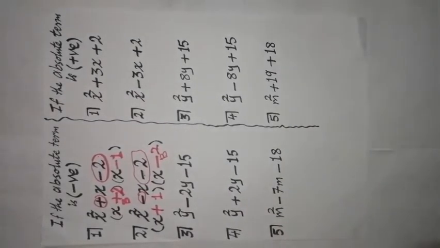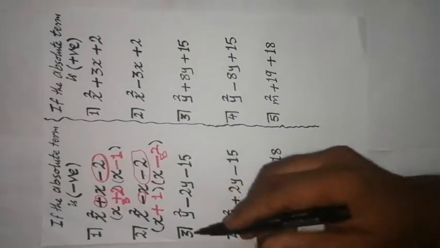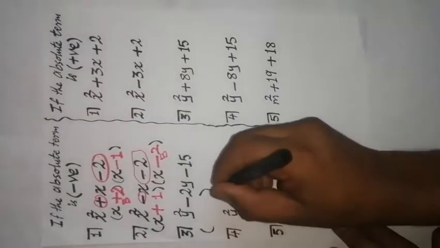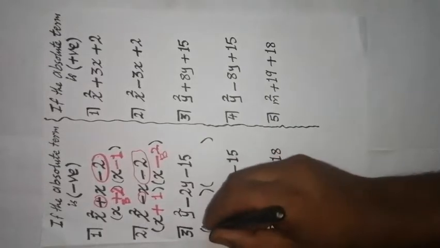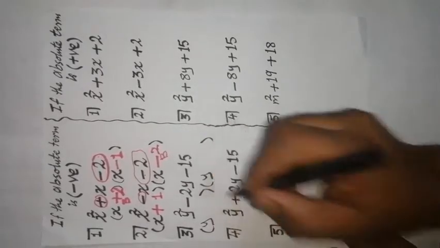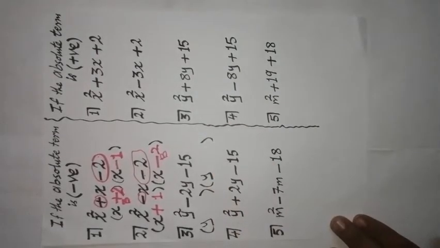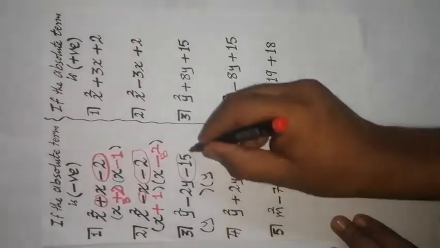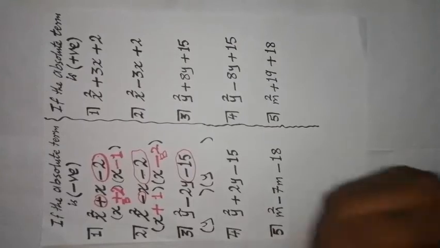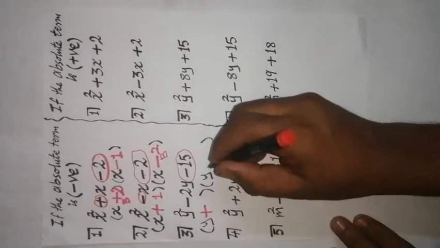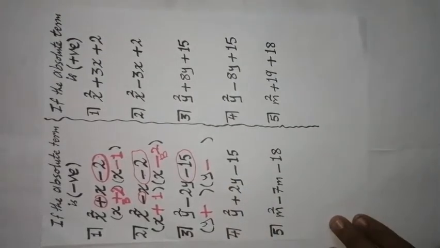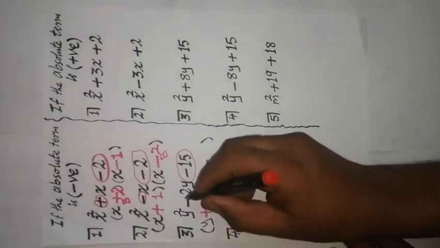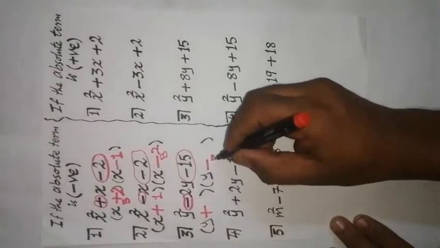Look at this question. Y squared y number, this is a second degree equation, so you have to open your brackets like this. Okay, y squared, y here and y here. Now you have to look at the absolute term. What's the sign of the absolute term? Negative. Since the absolute term is negative, that means one is positive and the other is negative. Remember that the big number takes the sign of the middle term. What's the sign here? The sign is negative, so the big number must be here.